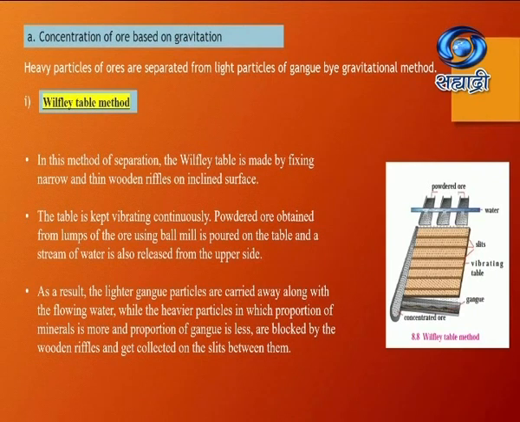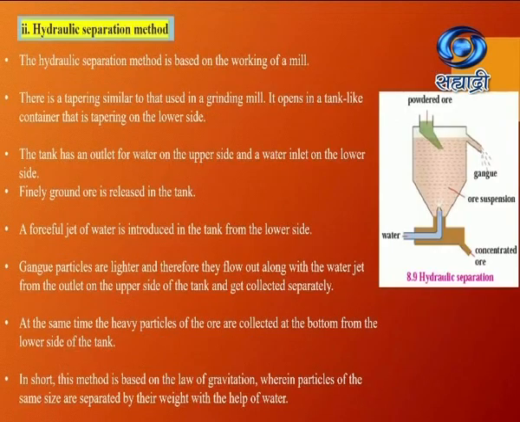As a result, the lighter gangue particles are carried away along with the flowing water, while the heavier particles, in which the proportion of mineral is more and proportion of gangue is less, are blocked by the wooden riffles and get collected in the slit between them.